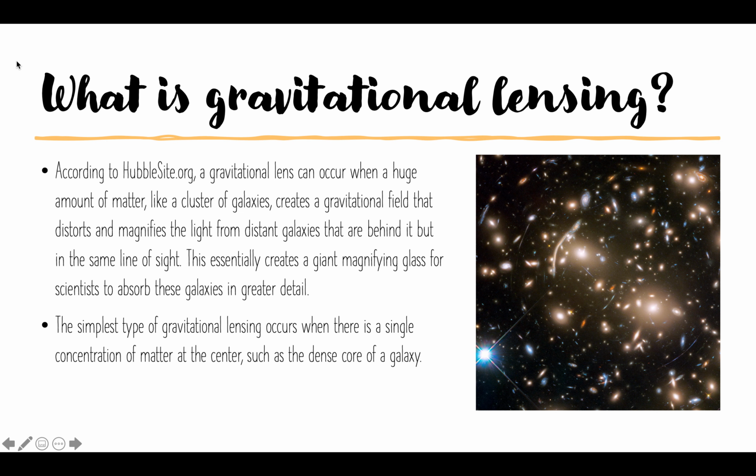And gravitational lensing, according to HubbleSite.org, can occur when a huge amount of matter, like a cluster of galaxies, creates a gravitational field that distorts and magnifies the light from distant galaxies that are behind it, but in the same line of light. So, this essentially creates a magnifying glass for scientists to observe these galaxies in greater detail. And the simplest type of gravitational lensing occurs when there is a single concentration of matter at the center, such as the dense core of a galaxy. And on the right is an example of what gravitational lensing looks like.